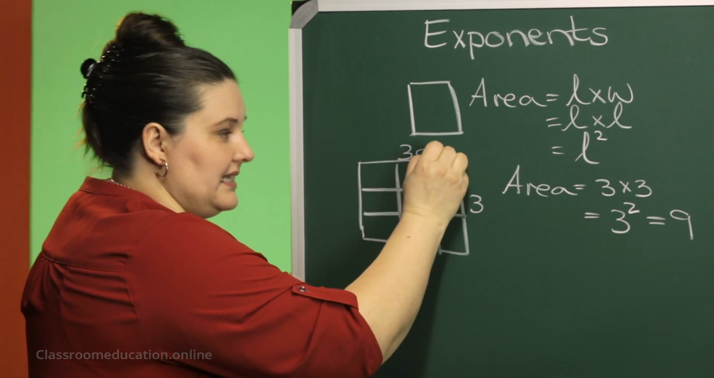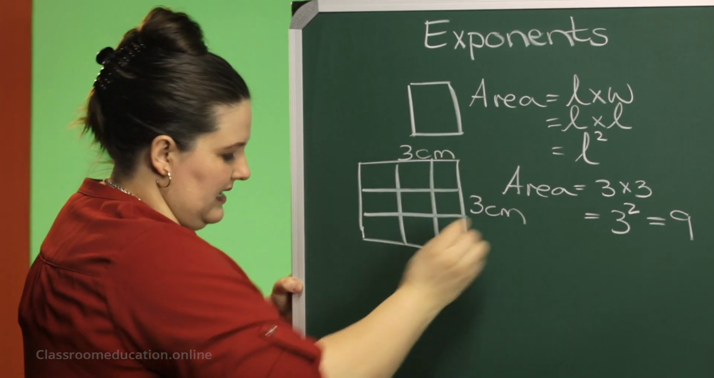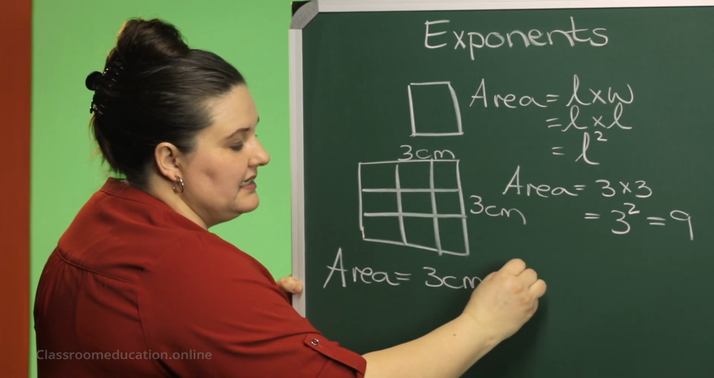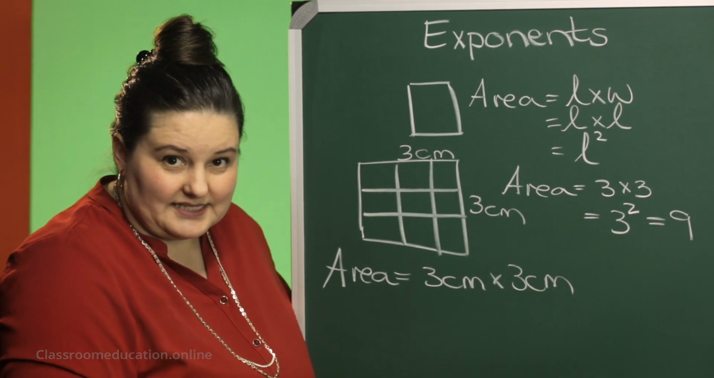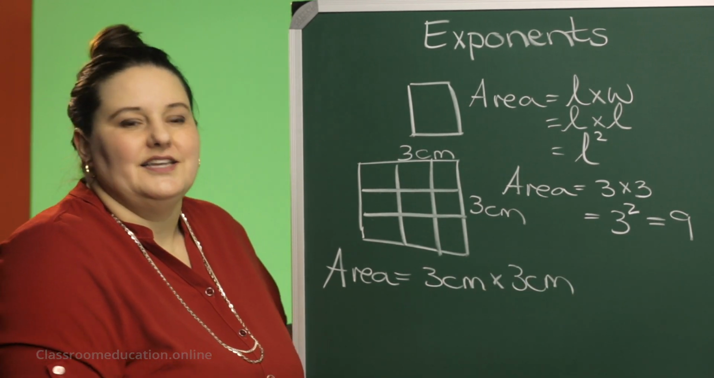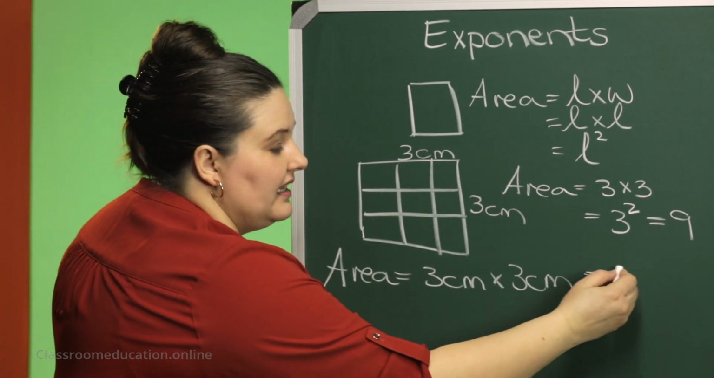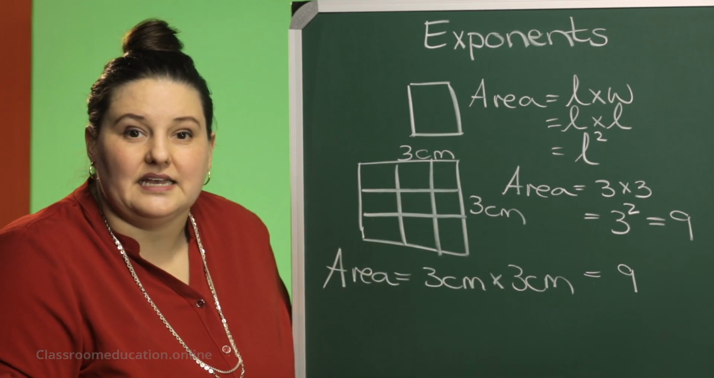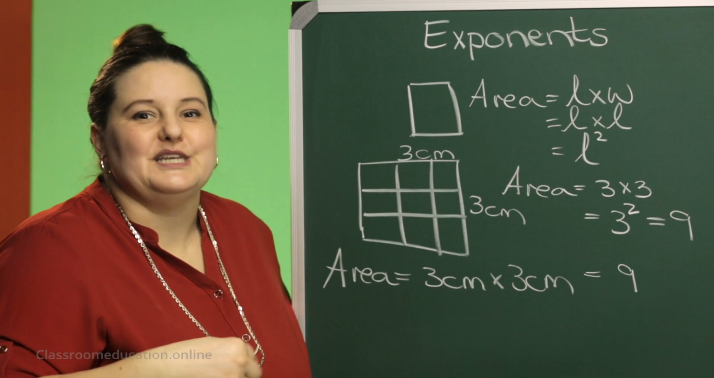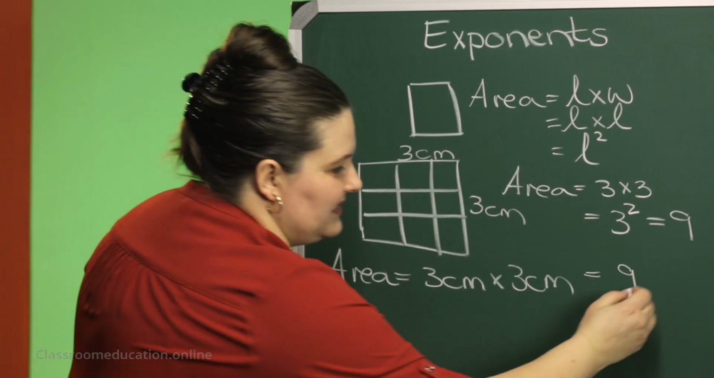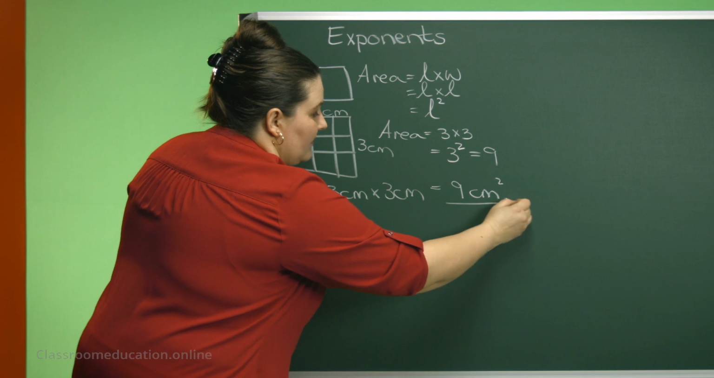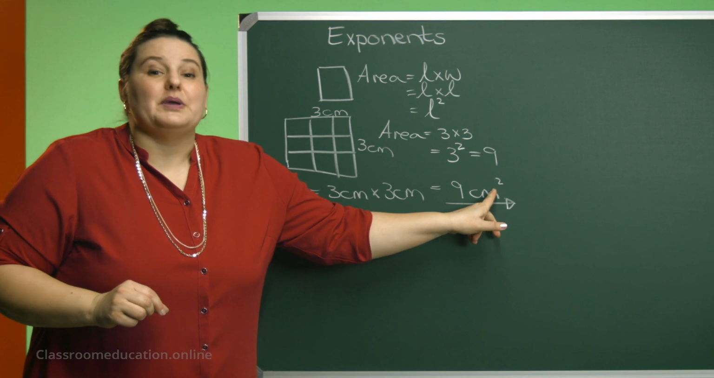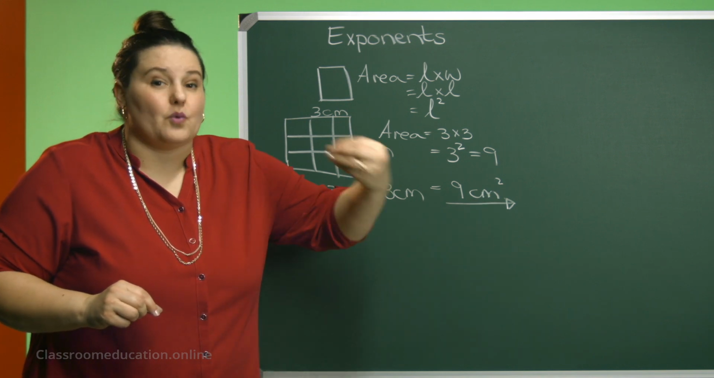Now let's say I have a unit there. I make it 3 centimeters. Then my area will be 3 centimeters times 3 centimeters. And what is the answer? 3 times 3 is 9, but centimeter times centimeter will be centimeter squared, or squared centimeter. It's very important that you have that little 2 there, because it indicates that it was little squares.